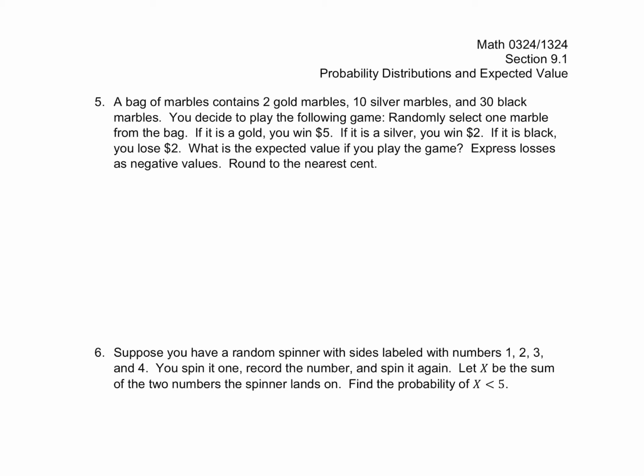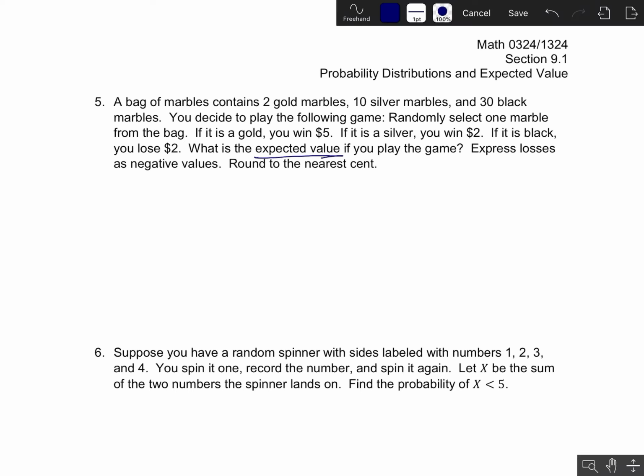So what I mean by the expected value is what's the expected value of your total winnings. And now we want to express the losses as negative values, and we'll round our answer to the nearest cent. I'll explain that at the end here. First, let's just decide what our random variable is. So we want the expected value of the winnings.